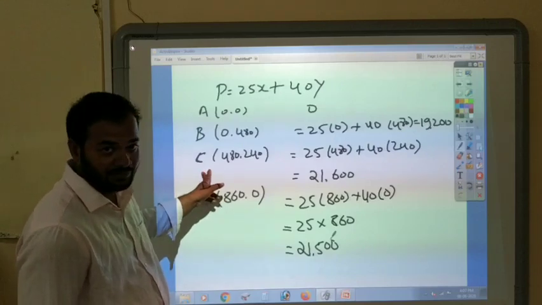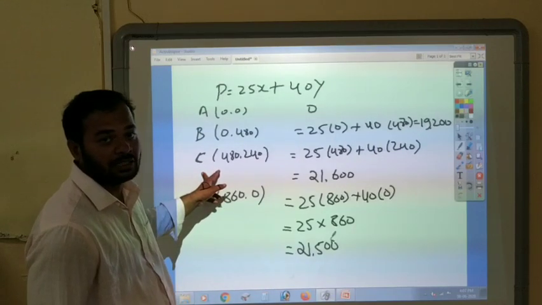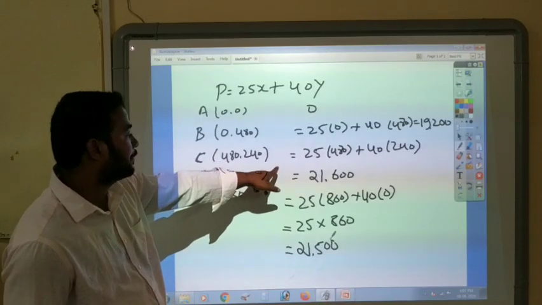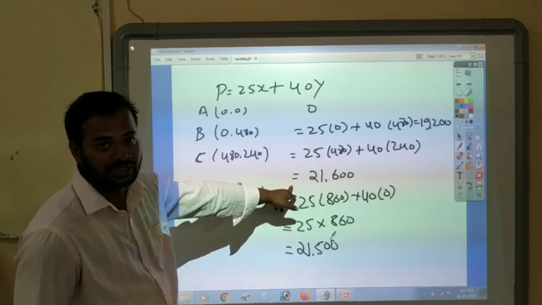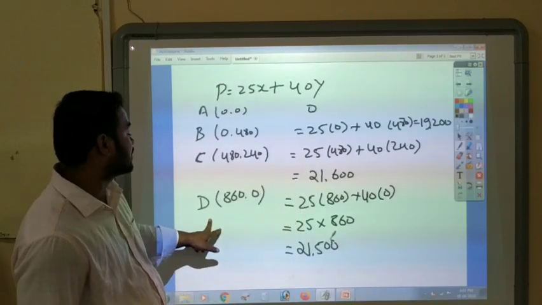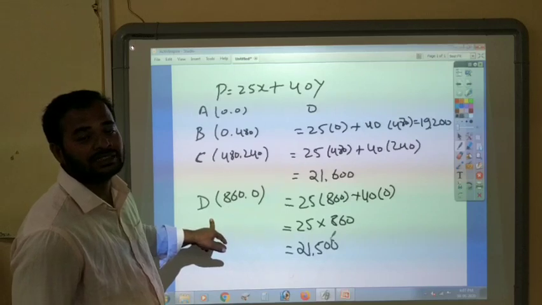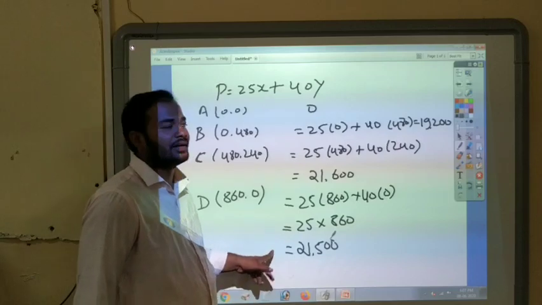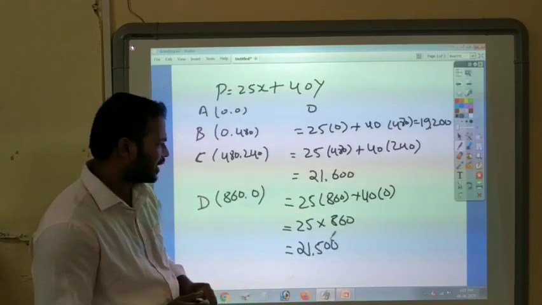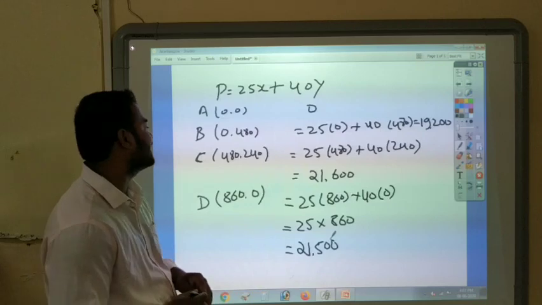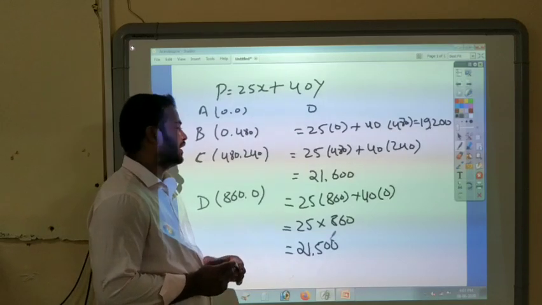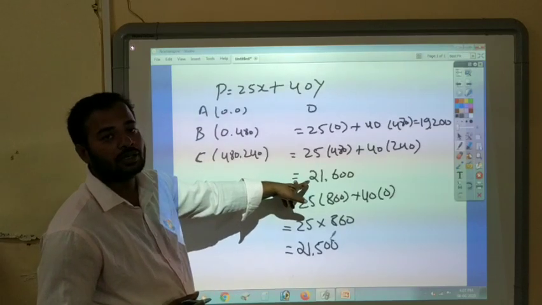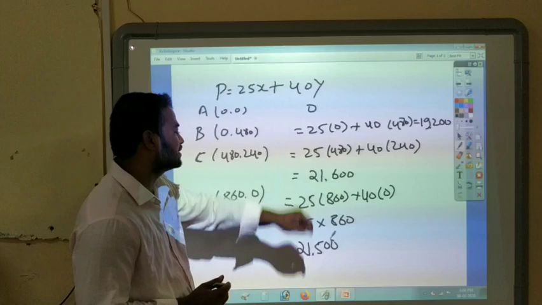At the corner point C, we have the intersection point of both x and y. We have 480 and 240, and we have total value of 21,600 at corner point C. When we are looking at corner point D, where x value is 860 and y value is 0, we have total value of 21,500. Hence, it is clearly shown that at corner point C, where x value is 480 and y value is 240, we get the highest profit of 21,600.